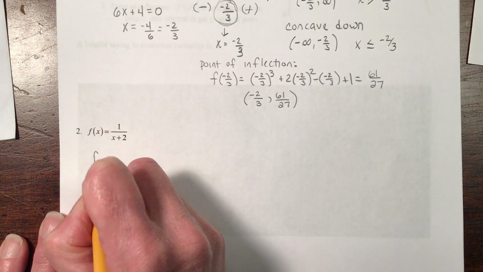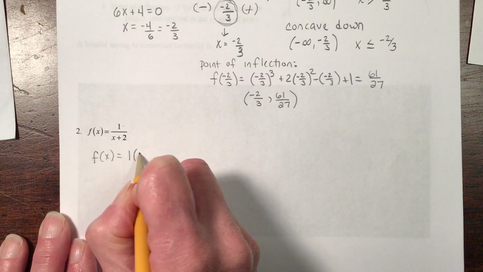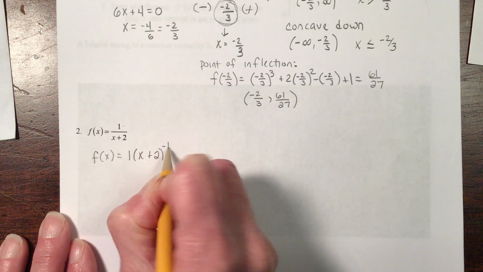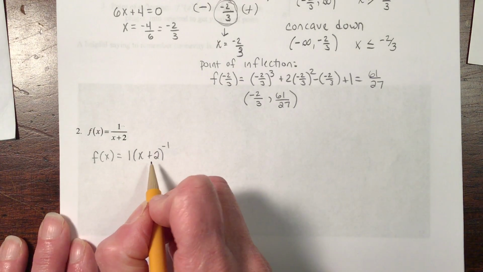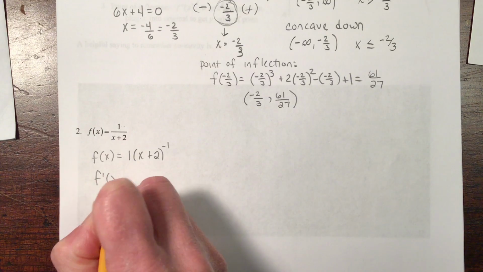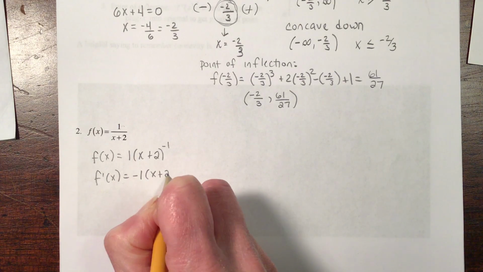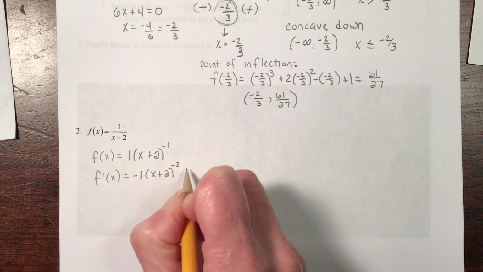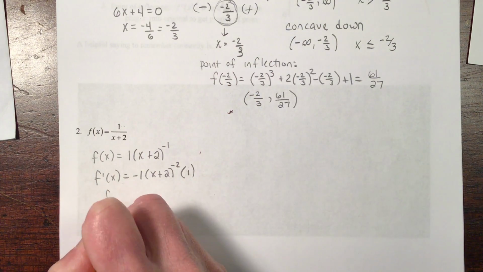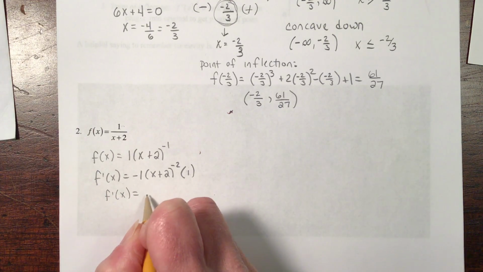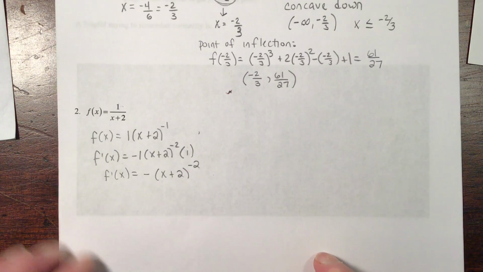Now here's a perfect example. Since I do not have a variable on the top, I can just bring this up and do the chain rule. It makes life so much easier. My first derivative is the derivative of the outside, subtract 1, times the derivative of the inside. So the first derivative, if I simplify this, is just going to be negative x plus 2 to the negative 2. Now, why didn't I write that with positive power?